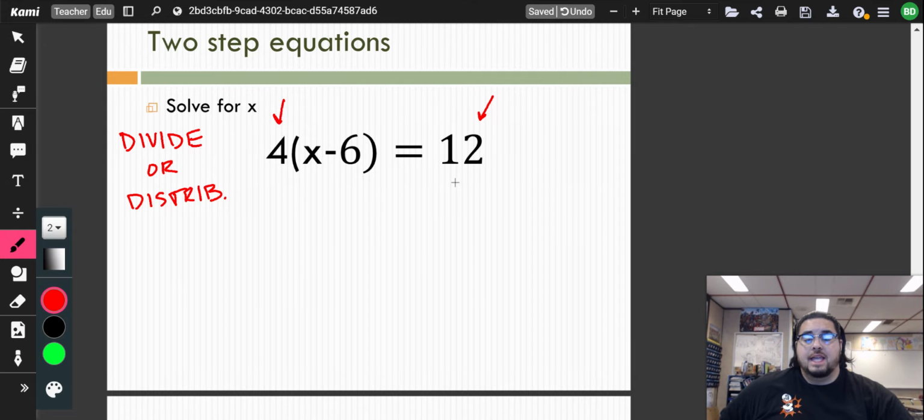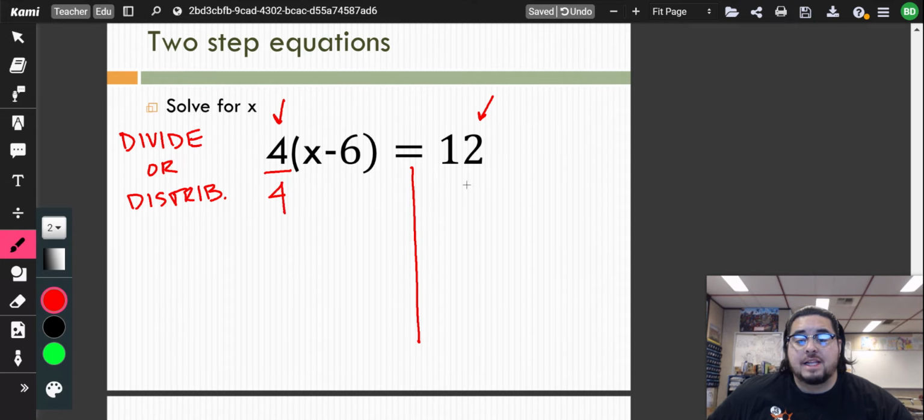Now in this case, 4 does go into 12, so I'm going to actually divide. So I'm going to divide both sides by 4, and remember the reason I'm doing that is because multiplication, right? That's what distribution is, can be undone by dividing. So instead of multiplying by 4, I'm doing the opposite, which would be dividing by 4. The 4s cancel, and then I bring down x minus 6 outside of the parentheses. 12 divided by 4 is going to give us 3.